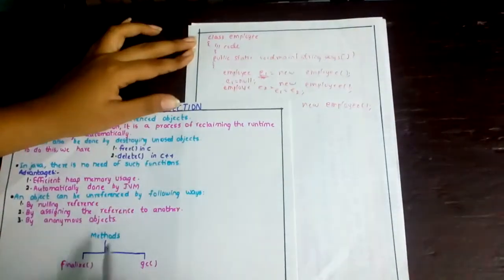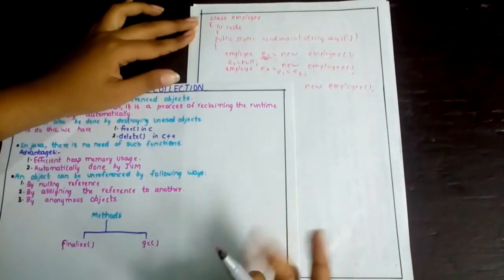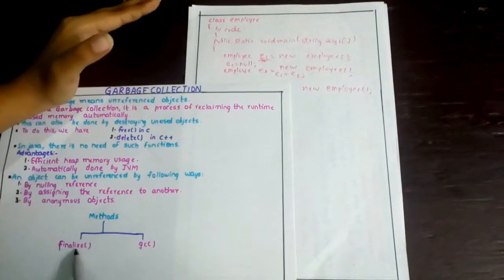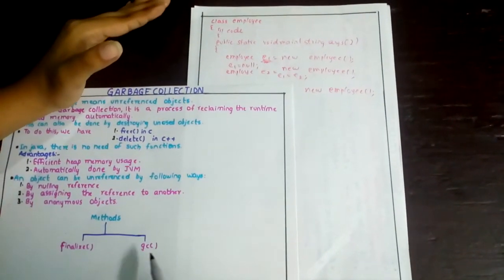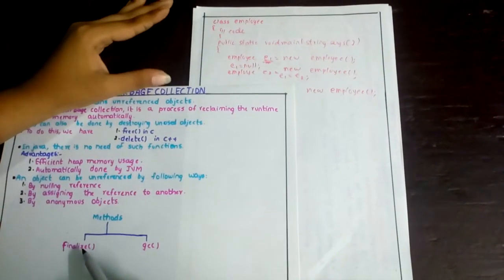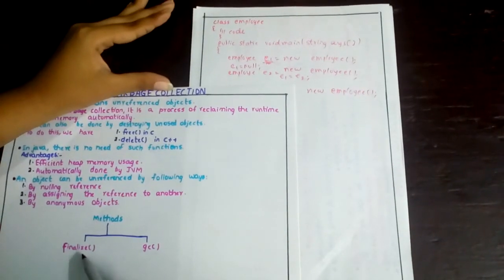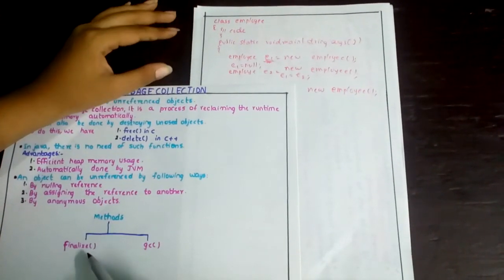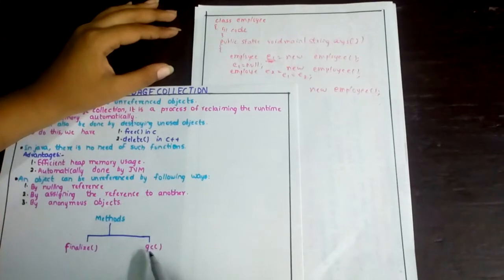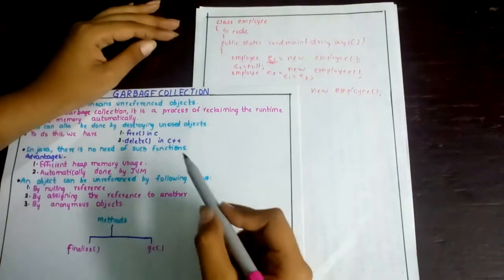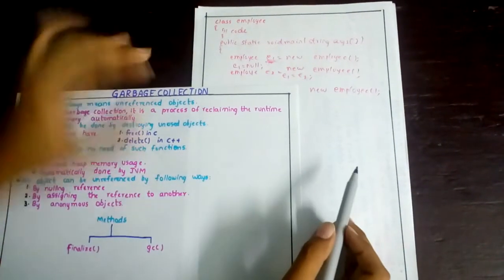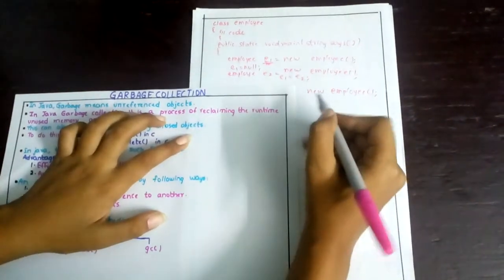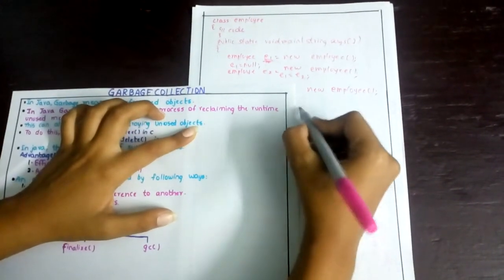And to do this we have two methods in the JVM. One is the finalize method and another is the gc method. Whenever we create an unreferenced object, first of all the finalize method is called and later the gc method is called, and through gc we get garbage collection. Let me explain in detail. Let me give an example for this.